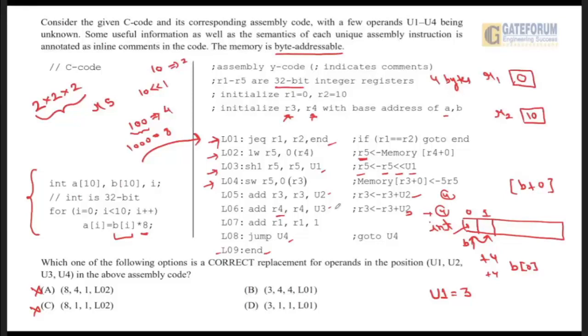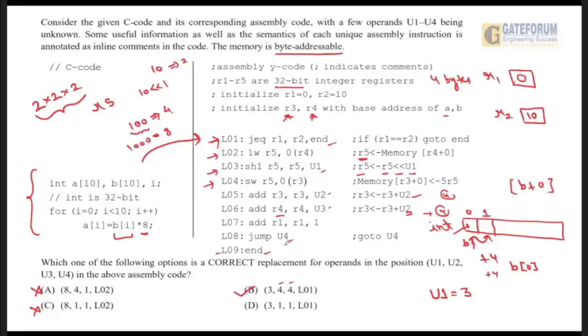Okay, because R3 has to increment by 4, R4 has to also increment by 4, because the integer is of 32 bits, which means 4 bytes, and the memory is byte addressable. If the memory was word addressable, then the U2 and U3 value would be 1. But because it is byte addressable, the U2 and U3 value will be 4. So if you see, option B will be correct. U2 is also 4 and U3 is also 4.